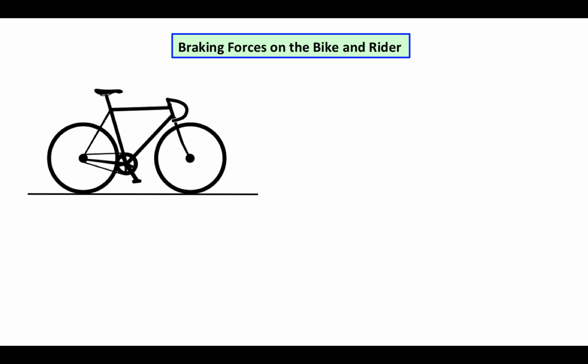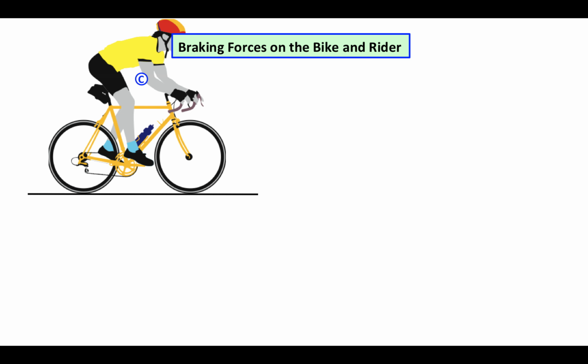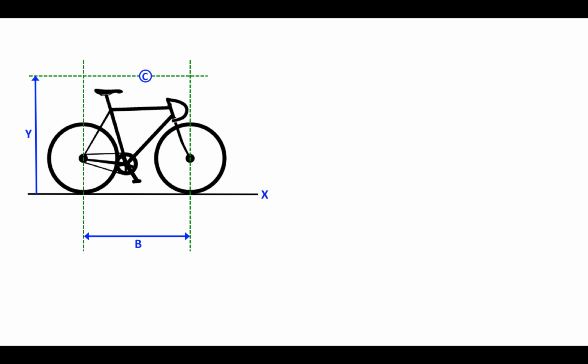Let's expand our view beyond just the wheel and look at the braking forces on the bike and rider altogether. Dimension B here is the length of the wheelbase. Point C is the center of mass or gravity of the rider and bicycle combined. Y is the height of the center of mass above the ground. X is the distance from the rear hub to the center of mass, and B minus X is the distance from the center of mass to the front hub.